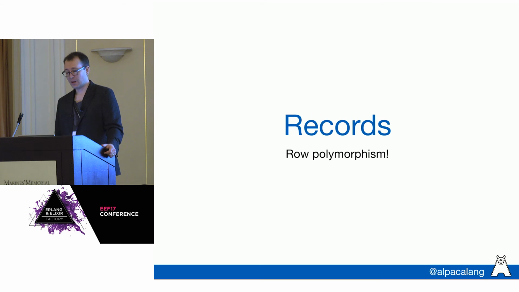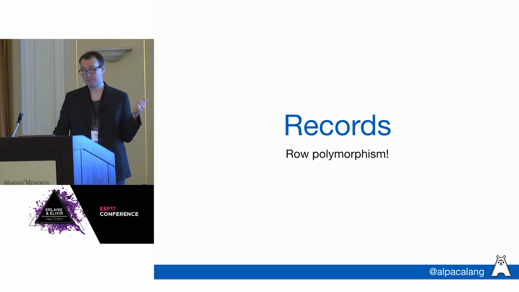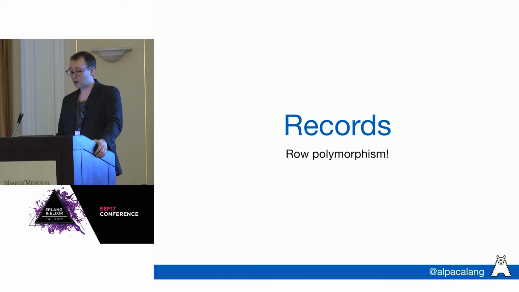Okay, let's talk about row polymorphism. In short, our records are intended to be safer than maps with all of the flexibility that matters, or most of it at least.